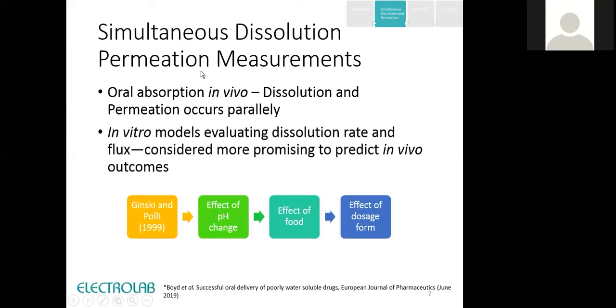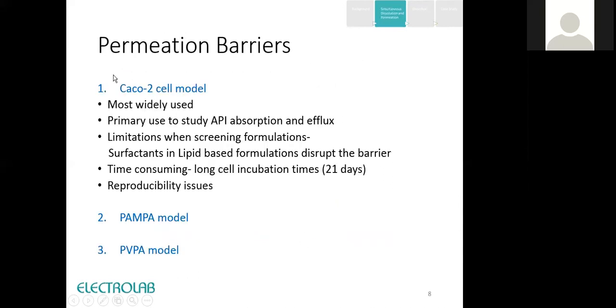The entire concept of simultaneous dissolution permeation measurements was coined by Ginski and Polli in the year 1999, and since then a lot of research has been conducted on evaluating the effect of pH change, effect of food, and effect of dosage form on oral drug absorption. When performing such experiments, we need to use permeation barriers, and there are different types of permeation barriers. The most commonly and widely used is the Caco-2 cell model.